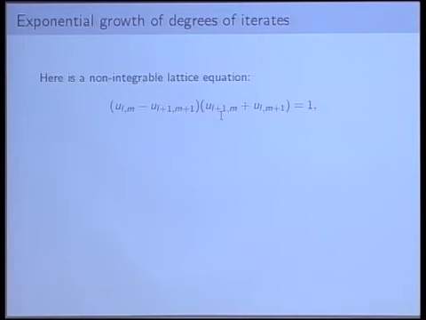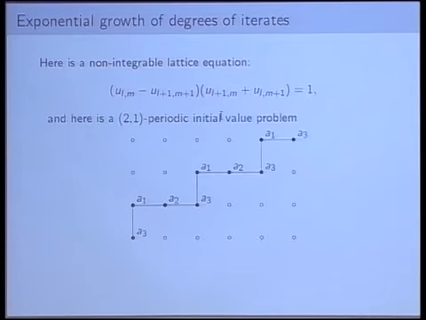So I have a bit of time, so I wanted to say something about exponential growth of iterates of the mapping. You look at an equation. This is a non-integrable one. It's basically KdV, but I changed this minus sign into a plus sign. This is some periodic initial value problem for it. Now I take A1 to be 1, A2 to be 2, and A3 to be x, which is just an arbitrary choice. And I go calculate the next point.